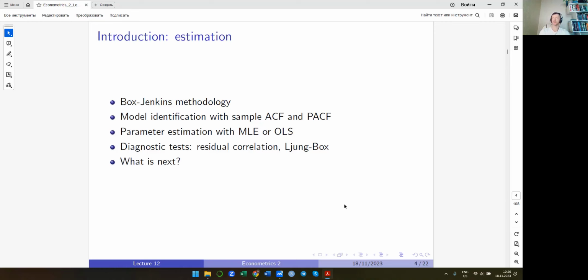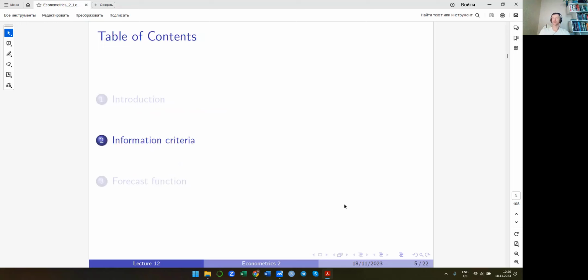So what's next after we estimated the models? So next is the practical use. Why we are doing all this? Because we want to forecast, because we need to know what is going to be in the future, or at least we want to predict what is going to be in the future.